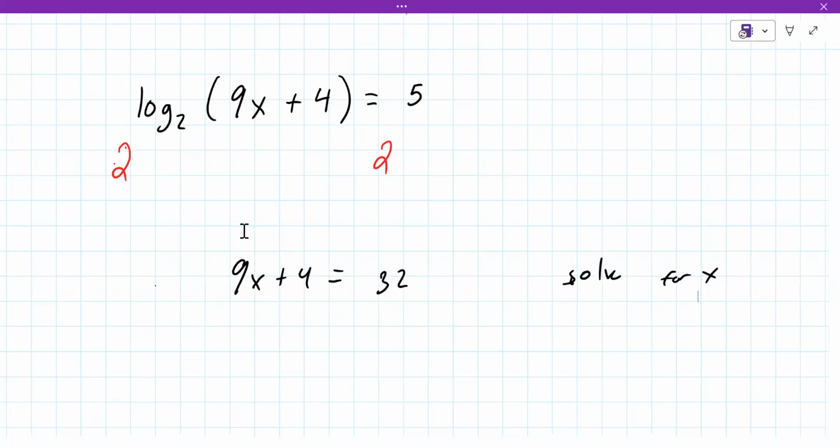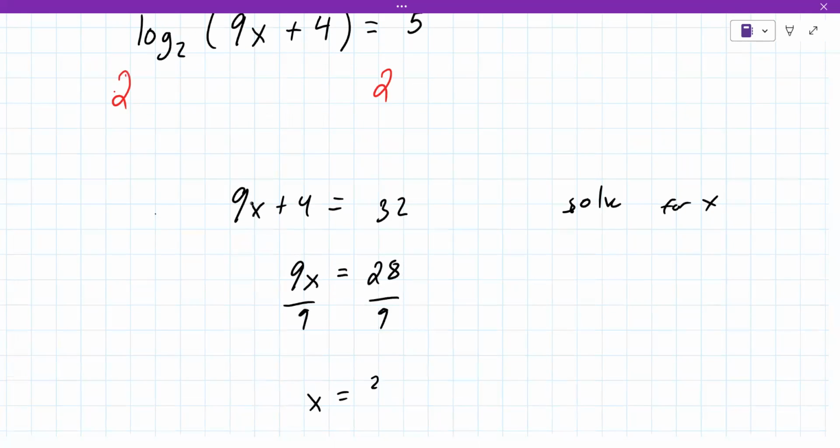That says 3 squared, right? Yes. Okay, 3 squared. 9x equals 28, divided by 9. So it would be x equals 28 over 9. If it was 27, it would have been really nice.